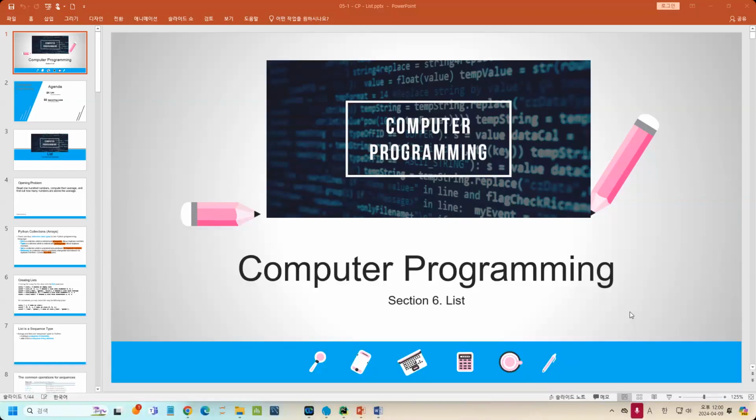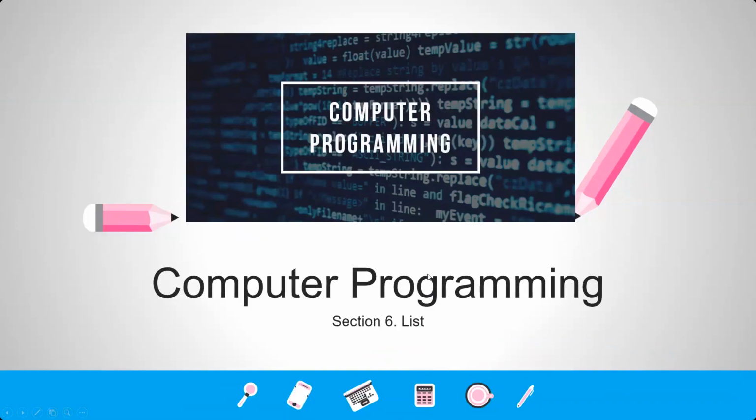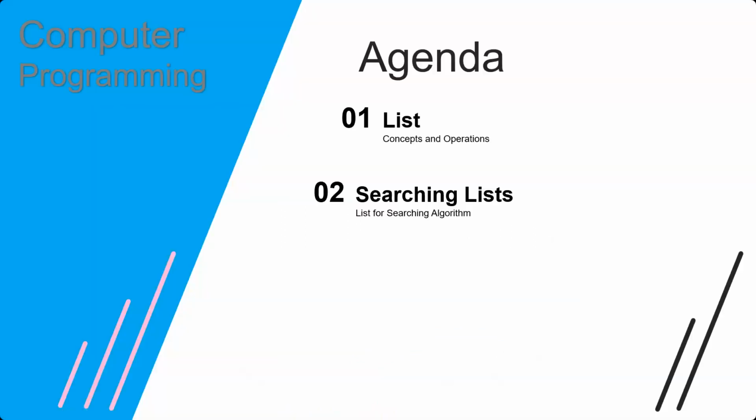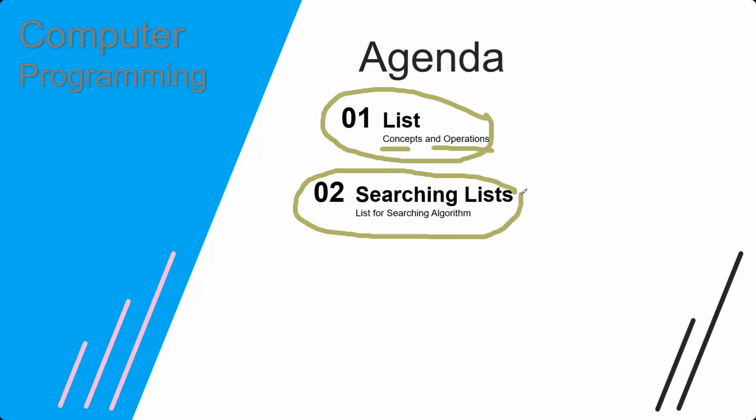So this is section 6, and we are going to learn about list. I think the mid exam will cover until this section. So let's look at the contents. I will explain about list: what is list, the concept and the operations. And at the end, we are going to learn just a simple searching algorithm with list.